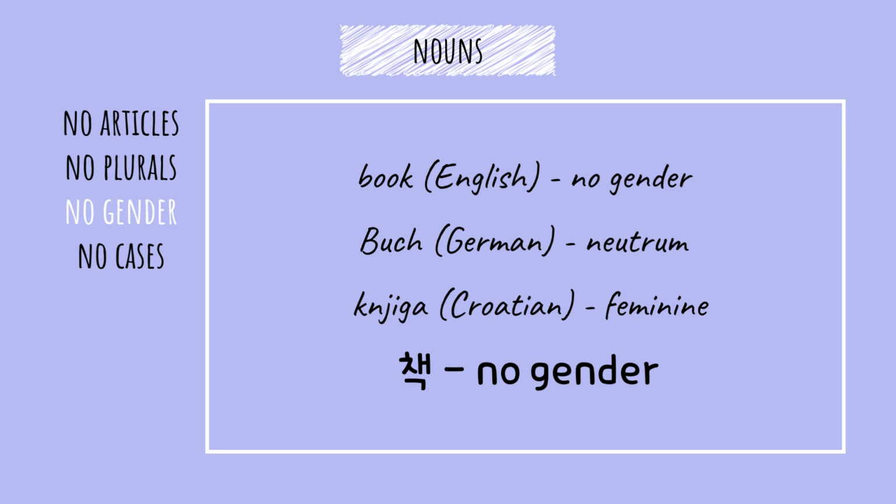It makes no sense. You just have to learn which gender the noun is when you learn the noun. Okay? So for example, the word book in English has no gender. In German, the word Buch is neutral, and in Croatian, the word knjiga is feminine. It makes no sense. Luckily for us, Korean does not have any gender. So when you learn a new noun, you can just learn it as it is. You don't need to learn this additional information.